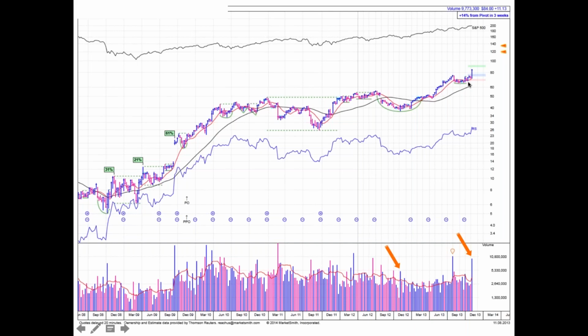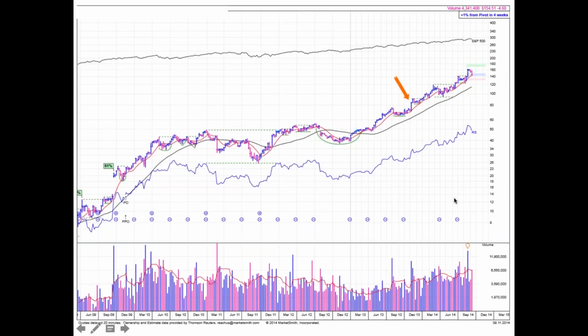You get a nice shallow base. And it breaks out just on monster volume. Looks like this one trades around 3 million per day. On that day, it traded close to 9 million. So it looks like about 3 times the average volume.